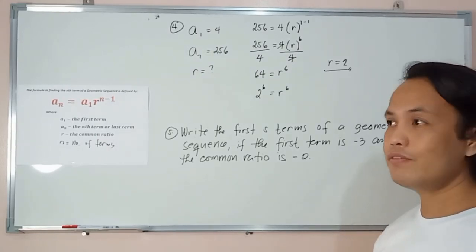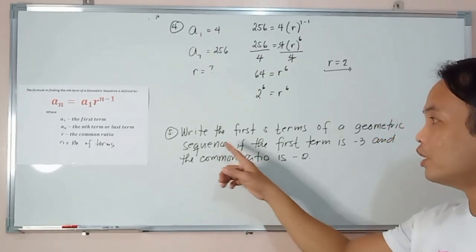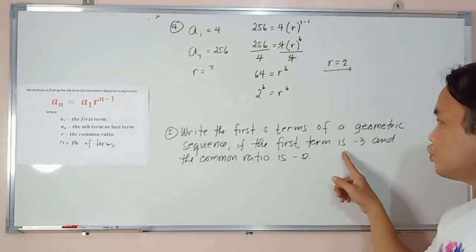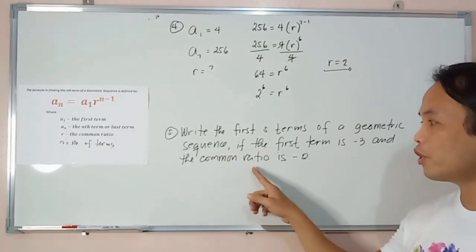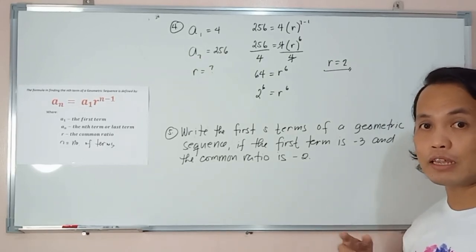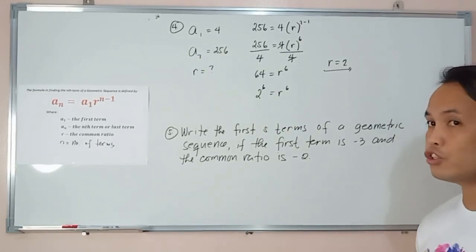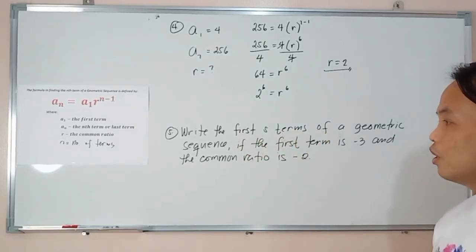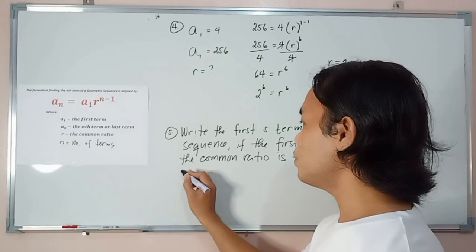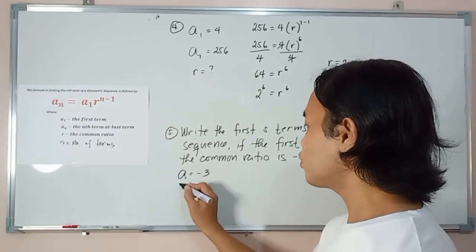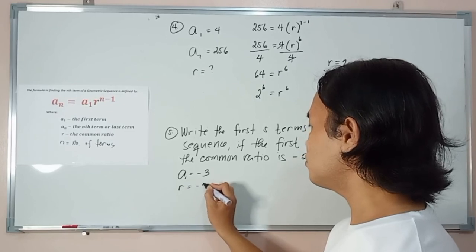Now, let's have this last example. We are told to write the first 5 terms of a geometric sequence if the first term is negative 3 and the common ratio is negative 2. I already presented an example like this in my previous video, but I will present another example. We are told to find the first five terms. So our first term is given, which is a sub 1, negative 3, and our common ratio is negative 2.